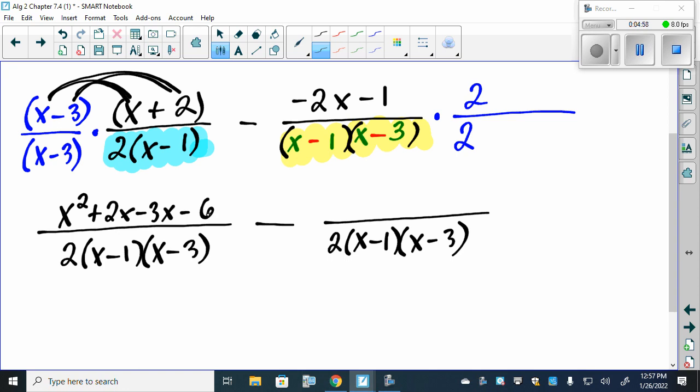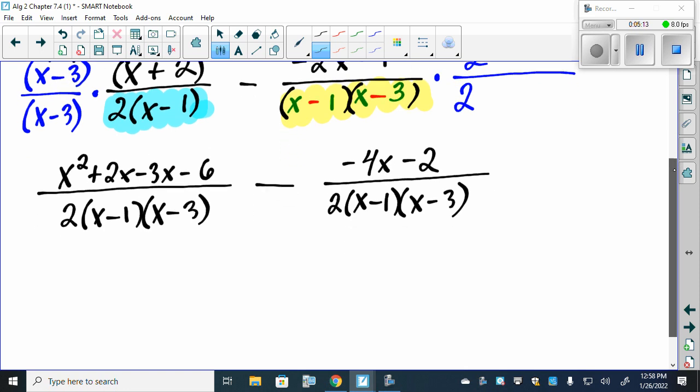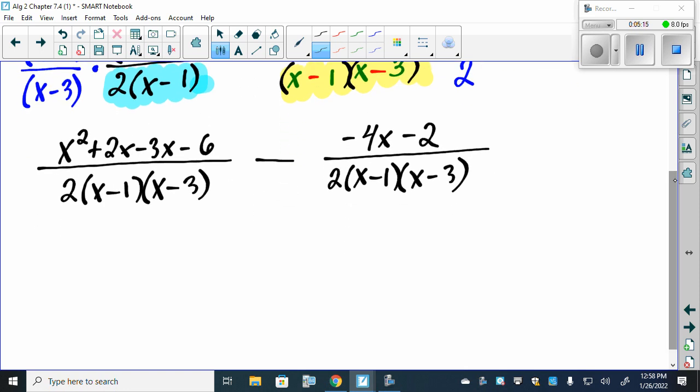For the other one here, we're just going to multiply both of these terms by 2. So negative 2x times 2 will be negative 4x. And negative 1 times 2 is going to be negative 2. Any questions on any of this here?